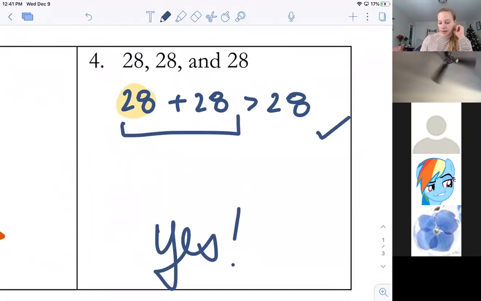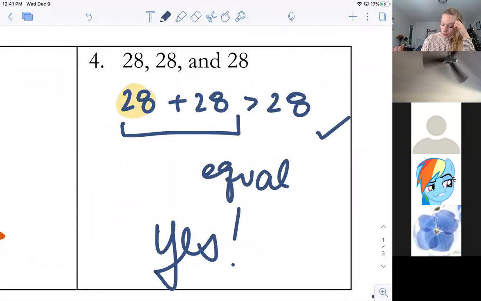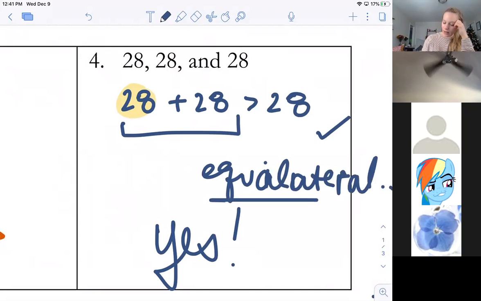Does anyone know what kind of triangle this would be? Equilateral. Isosceles? Isosceles is the big umbrella, so that's true. Most specifically, it is equilateral. Both of those statements are true. And so equilateral, I don't think I spelled any of that right. Whatever. We know it's an equilateral.